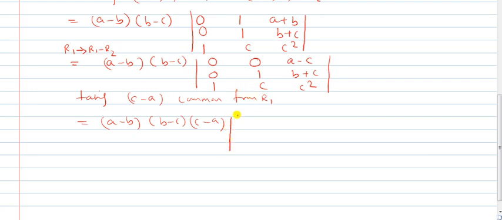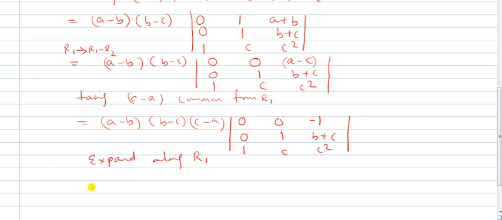Look at this. This will be left 0. I have taken c minus a. Now it was a minus b, but I have taken c minus a, so this will be left with minus 1. This is 0, 1 and b plus c. This is 1, c and c square. Now after doing this, you just expand along row 1, right?